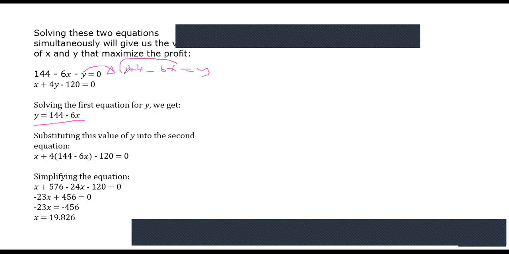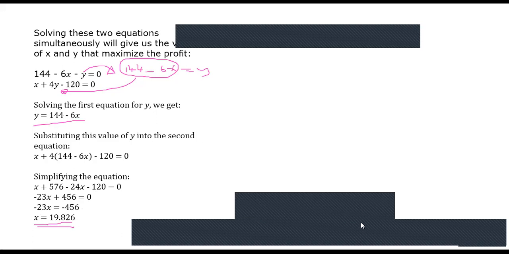And now we substitute this where there is y, we put it in here. So where there's y here, we put 144 minus 6x. So let's multiply this by that, we get this. This by that, we get this. Then 120 remains there. So to solve for x, we're going to add this one plus that one, negative, this one and that one positive. Then when this one goes aside, we divide both sides by 23. So x is equal to 19.82. Are we together so far?